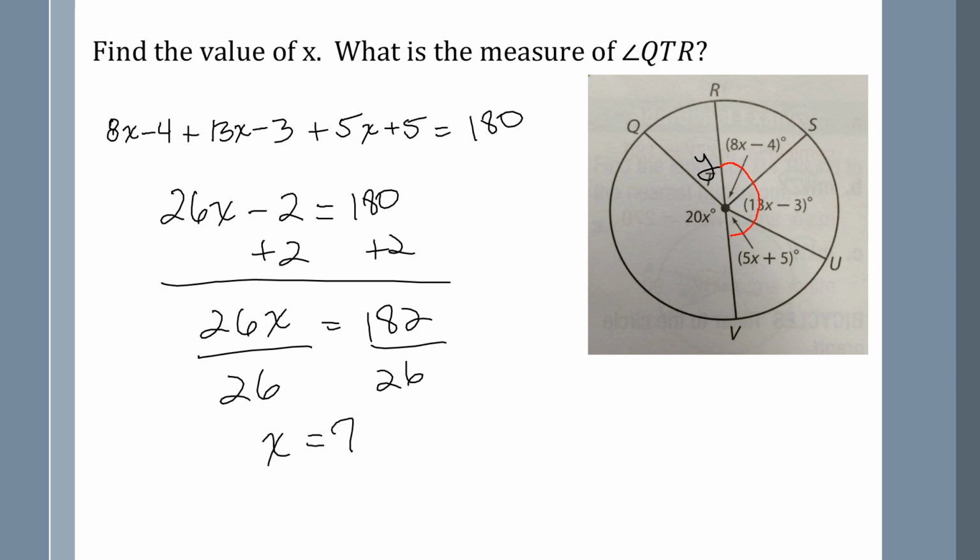Okay, so if x is equal to 7, then this angle right here is going to be 140 degrees, right? And since that's 140 degrees, this section right here where we have y, the measure of angle QTR, would then have to be 40 degrees.